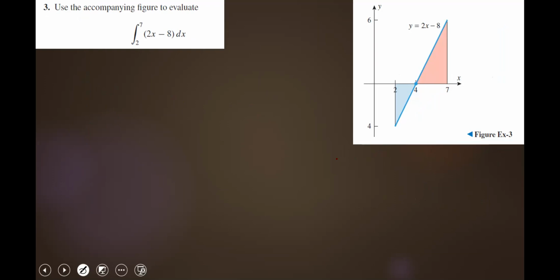Now let's try to do this example. This one here, as you see, is the same but with different numbers. Here we have to find the integration from 2 to 7 of 2x minus 8. Integration from 2 to 7 of 2x minus 8.